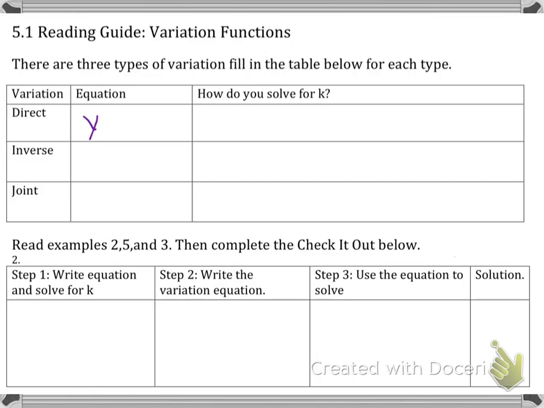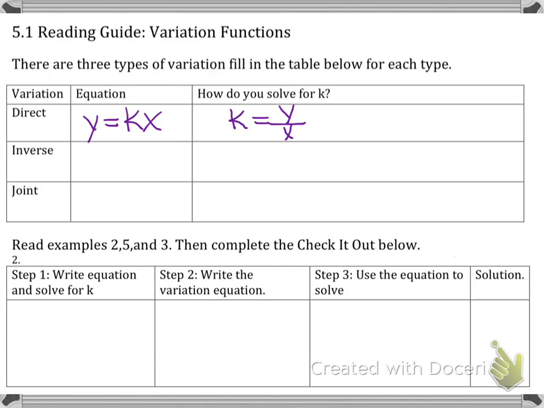The first equation that we're going to look at is direct variation, and that's y equals k times x, because as x gets bigger, so does y. So they have a direct relationship. If I would like to solve for k, how I would undo multiplying by x is I would divide both sides by x. So k would be equal to y divided by x.